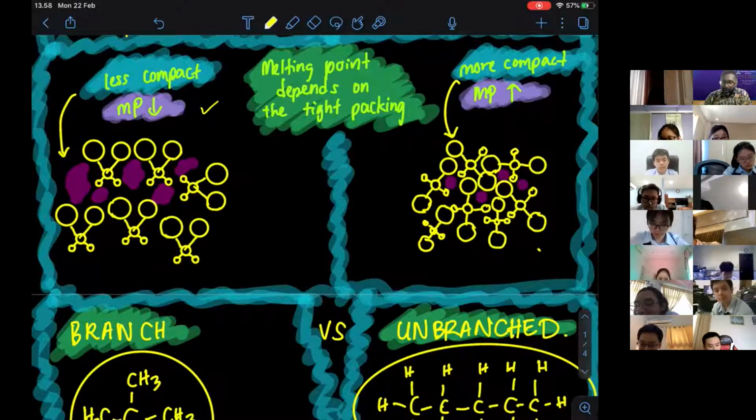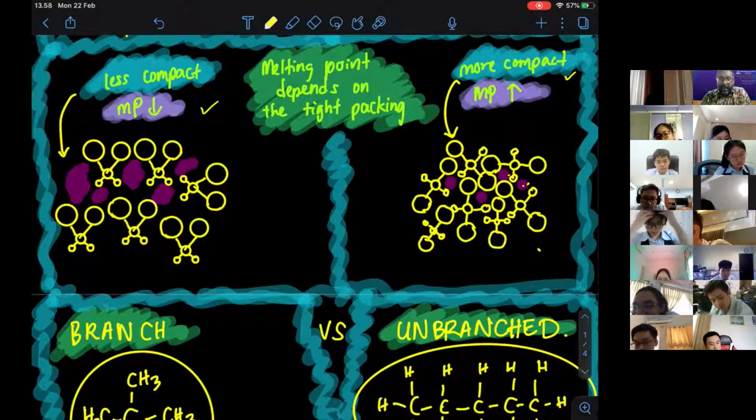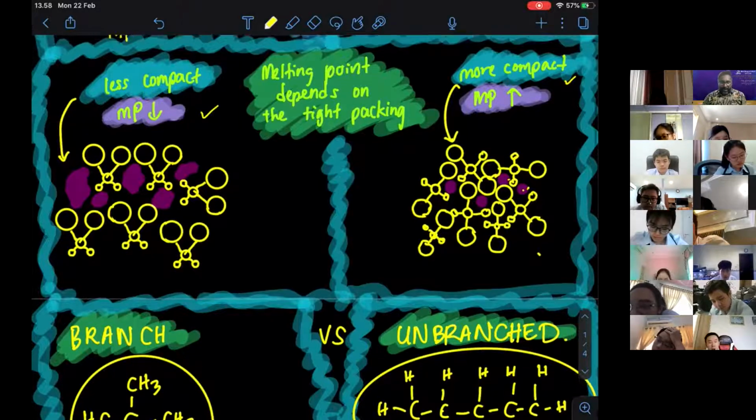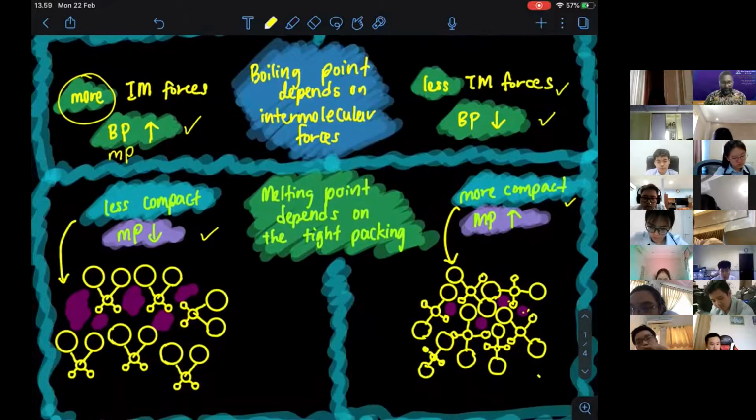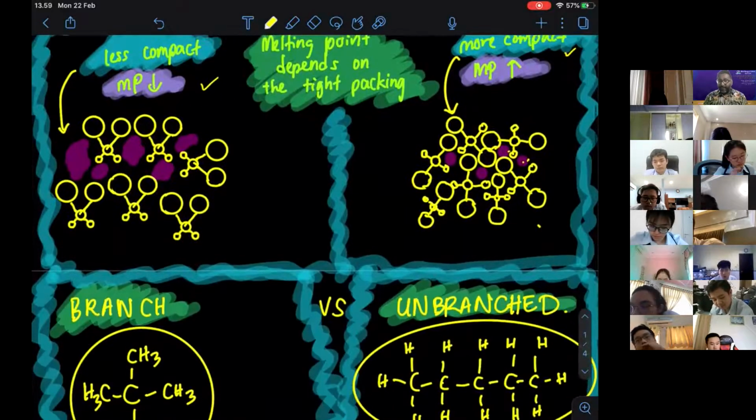And if it is more compact, the melting point is going to be higher because it's going to be more difficult to separate them, because there's going to be a lot of forces taking place over here. I need to supply a lot of heat. So this is what I want you to remember. Boiling point for cis is going to be higher. Melting point, on the other hand, is going to be lower. It's the other way around.